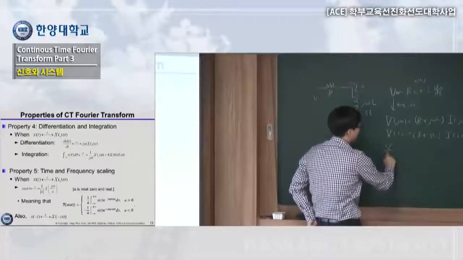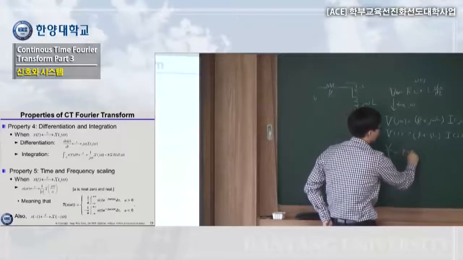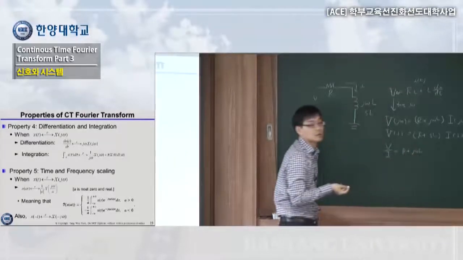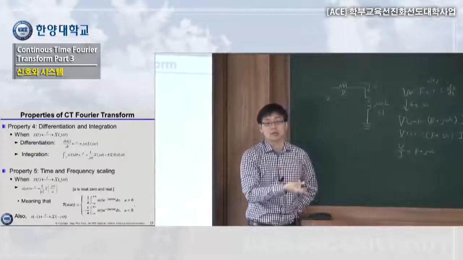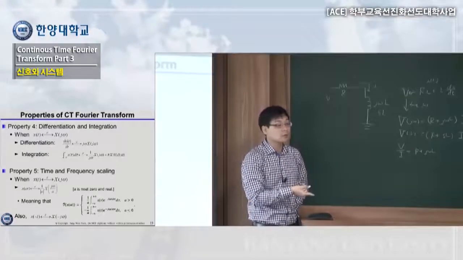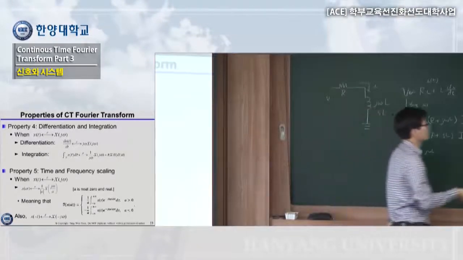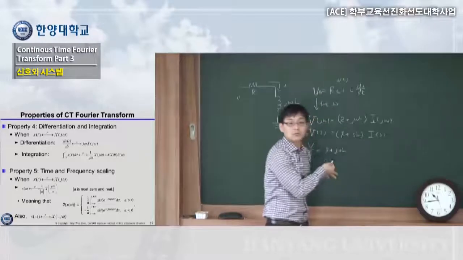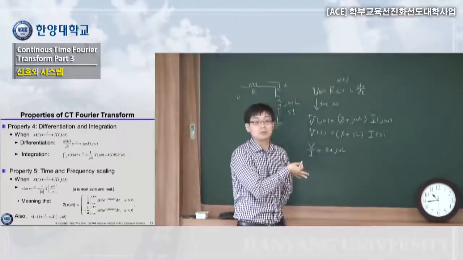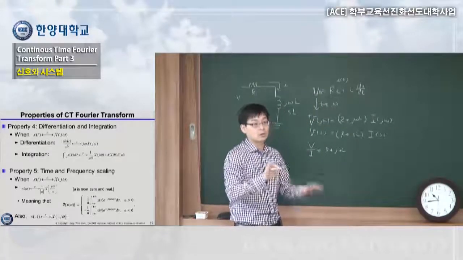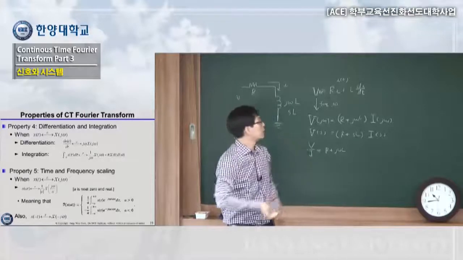V divided by I, which is R plus j omega L. This is our impedance. So you already calculate the process in basic circuits, even in mechanical systems. In mechanical systems, is it too fast? No? I assume that you already know this.